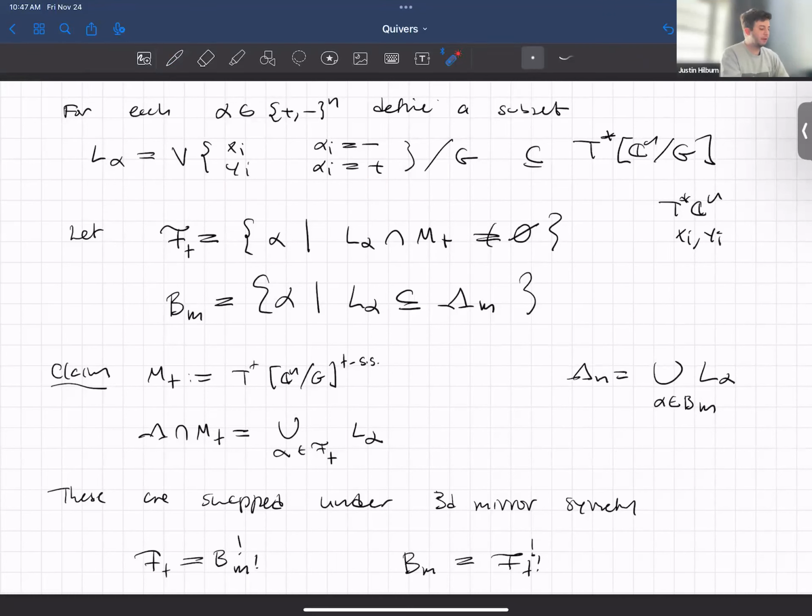So plus plus would set both of the y's to be 0. Sorry, if I had T star C2 and I said what's the Lagrangian corresponding to plus plus, well, that would set both of the y's to 0, so that would be the 0 section.